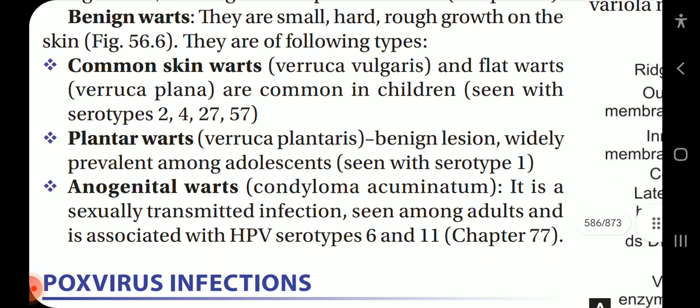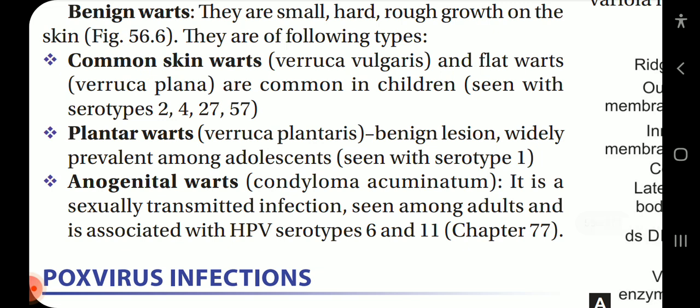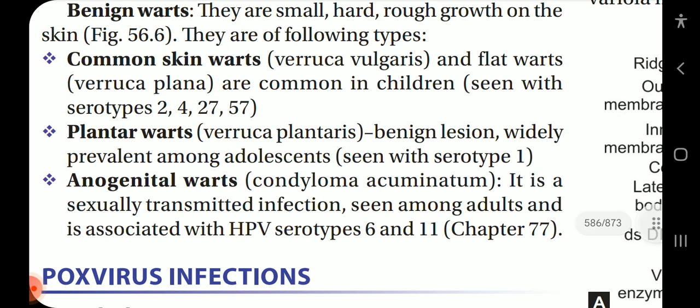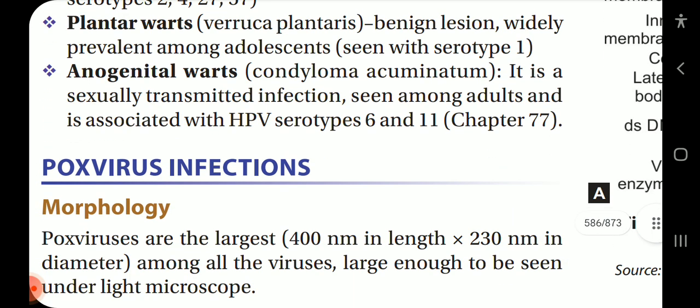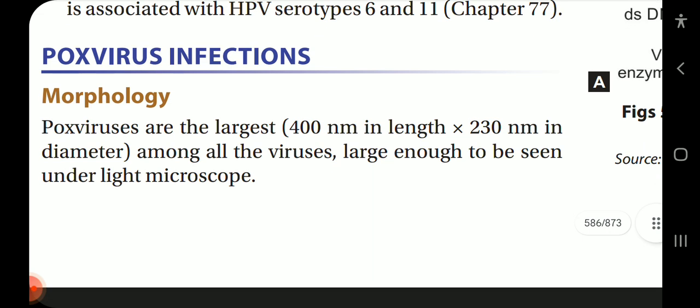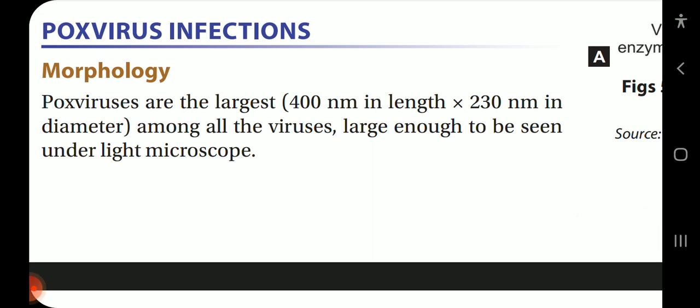There are following types: common skin warts, verruca vulgaris, and flat warts, verruca plana, are common in children, seen with serotypes 2, 4, 27, 57. Plantar warts, verruca plantaris, benign lesion widely prevalent among adolescents, seen with serotype 1. Anogenital warts, condyloma acuminatum, is a sexually transmitted infection seen among adults and is associated with HPV serotype 6 and 11. Now, pox virus infections.